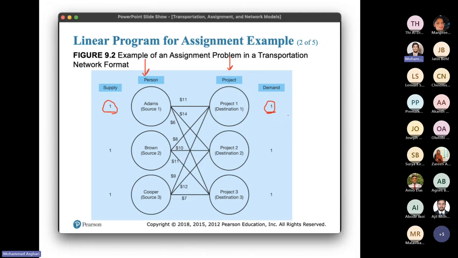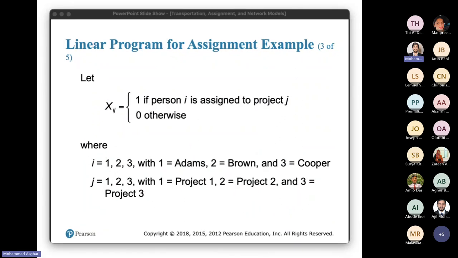The first thing after understanding the problem is defining the decision variable. We can define decision variables in different ways. Here we have to define an appropriate decision variable. The decision variable that I'm going to use is Xij. As you can see, Xij refers to whether a person i is assigned to project j.